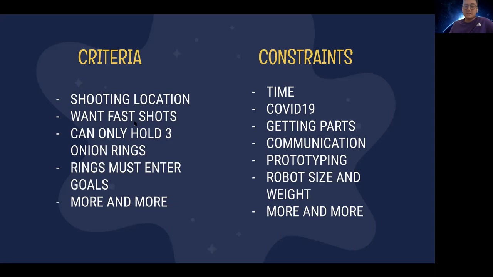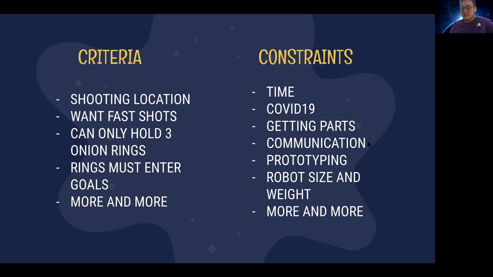So maybe a criteria for you is we want fast shots. I think I didn't read the rules, but I think you can only hold 3 onion rings. Yeah, so that's a criteria. Rings must enter the goals, more and more. Yeah, so in terms of constraints: time, COVID-19, obviously, getting parts. You have to wait for AndyMark or McMaster, if you guys know how to use McMaster.